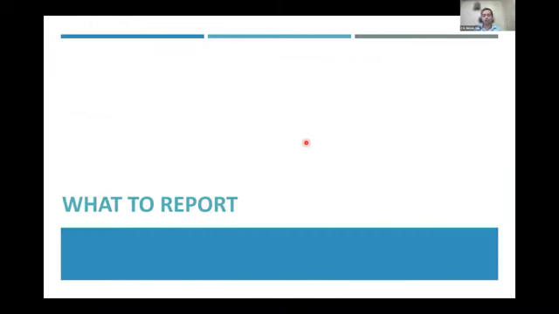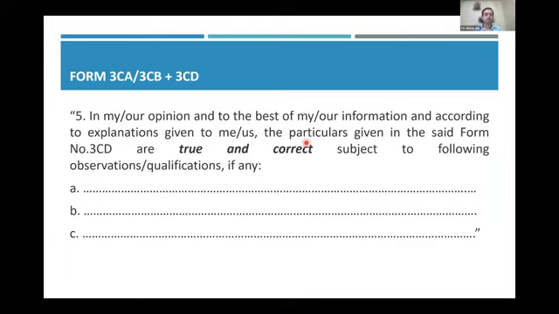Now, what to report? This is point number 5 of the Form 3CA, 3CB, where they ask you to declare the true and correct aspects of the Form 3CD, subject to qualifications, if any. Now the word is correct. If I'm not right here, the senior members can correct me. But what I have observed is true and correct, because apart from the financials, the Form 3CD, the onus lies on the professional as much as about the assessee.